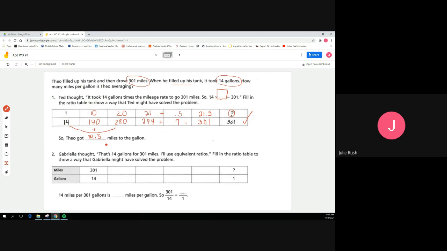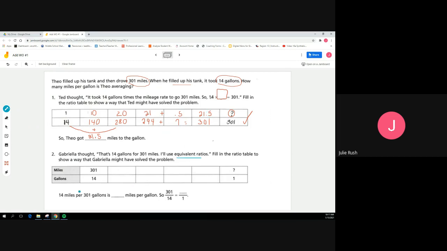So let's see what Gabriella did, and let's follow Gabriella's thinking, and let's make sure that Gabriella also got 21.5. She used the equivalent ratio method, which is the method that I usually prefer when I work with y'all guys. Okay, you guys. So Gabriella thought, that's 14 gallons for 301 miles. I'll use equivalent ratios. Okay. And so that means we are trying to get down our gallons to 1, a unit of 1 for our unit rate. And this number above the 1 should be 21.5.